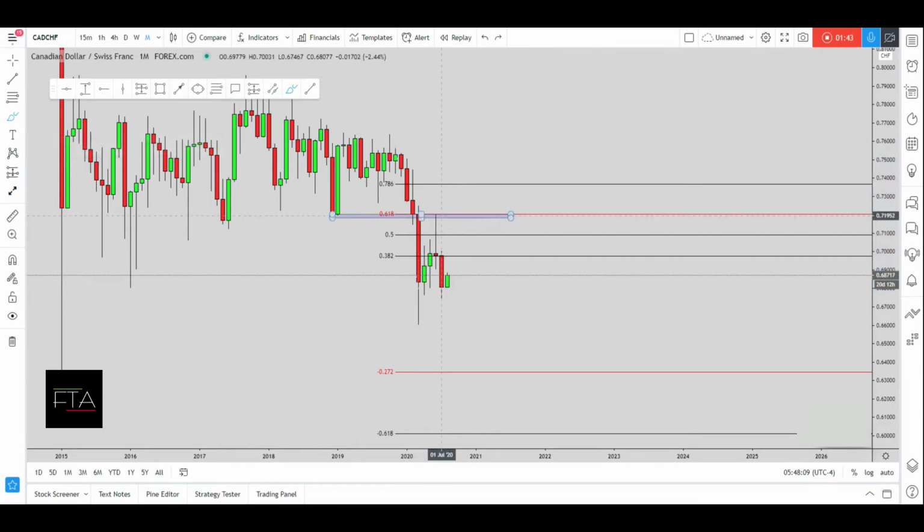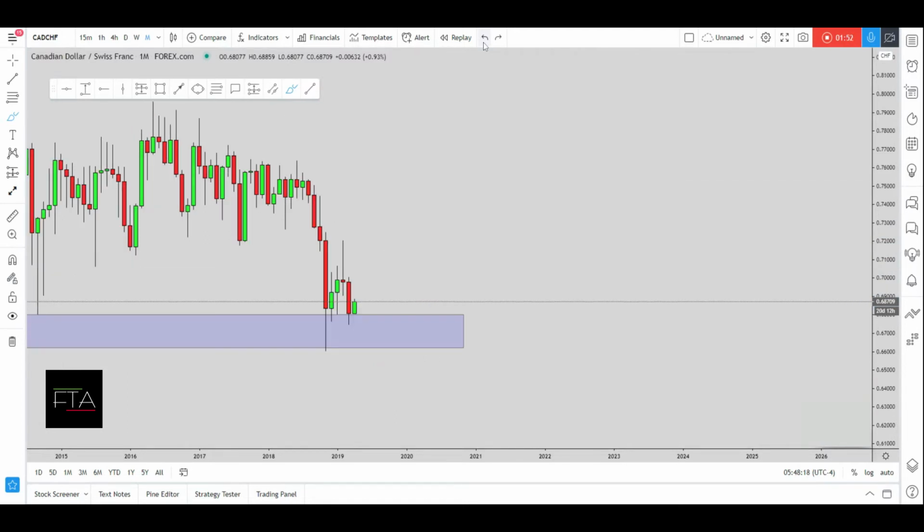In fact, if you remember, we spoke about CAD CHF when the market was here, saying that we definitely expected this move to the downside, and that is exactly what CAD CHF did.